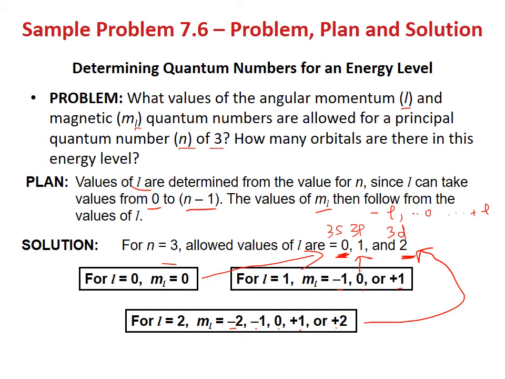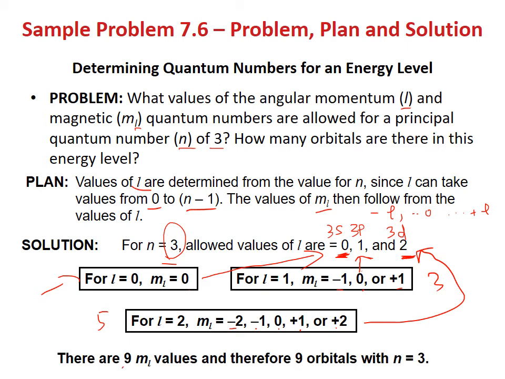So when n equals 3, the total number of orbitals is, okay, 1 for s orbital, 3 for p orbital, and 5 for d orbital. So the total is 9 orbitals. In general, the total number of orbitals for a principal quantum number n is n squared. So when n equals 3, 3 squared is 9. So total is 9 orbitals.